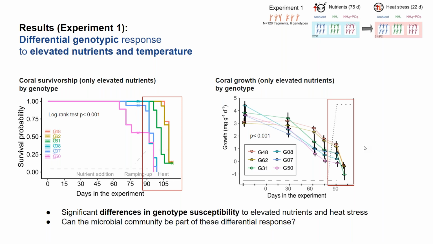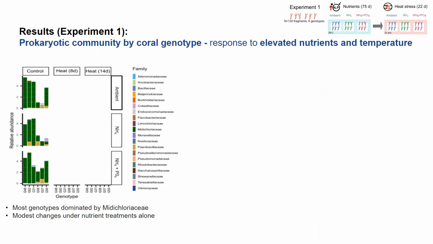To do that, we looked at the composition of the microbial community to see if it could be part of this differential response. Here we have in the left panel the corals before they were exposed to heat stress, with the ambient treatment on the top panels, then elevated ammonium in the center, and at the bottom the corals in elevated ammonium and phosphate. What we found is that most of the corals were dominated by one bacterial taxon in the family Midichloriaceae. And exposure to elevated nutrients caused only very modest changes in the microbial community. The microbial community composition was fairly stable when the corals were exposed to high nutrients.